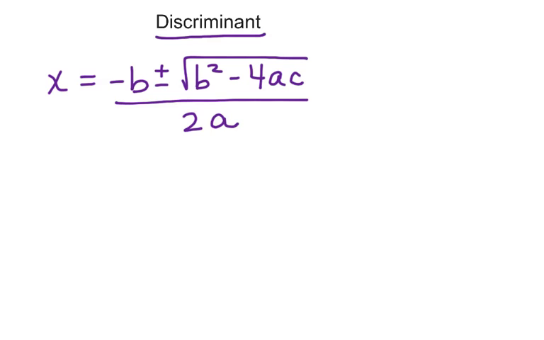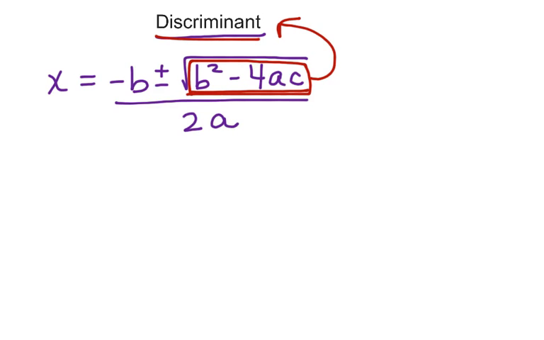First, let's look at the quadratic formula once again. Here we have negative b plus and minus the square root of b squared minus 4ac, divided by 2a. Now, this part right here inside the square root can help us to determine the discriminant. When we've solved this part, we'll have the discriminant.